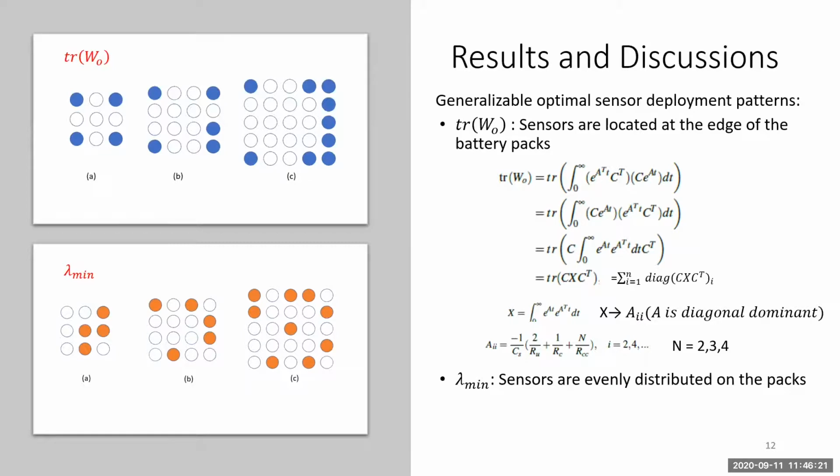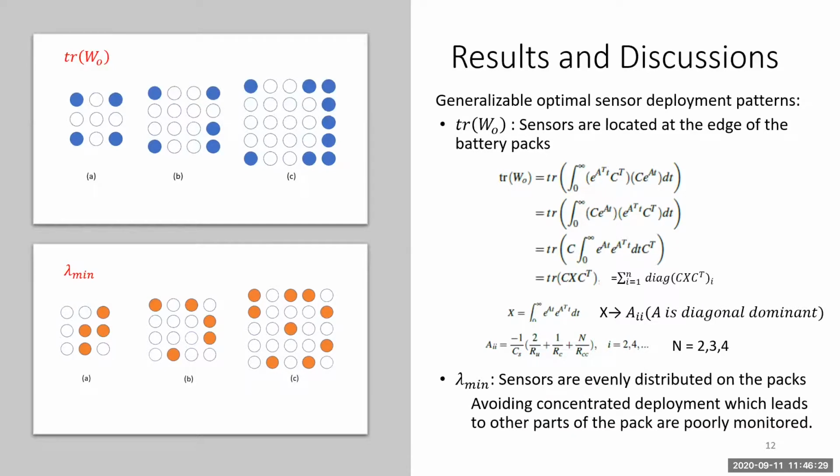Under the minimum eigenvalue metric, sensors are more evenly distributed in the battery pack. Because the minimum eigenvalue represents the observability of the least observable directions in the state space. If the sensors are concentrated in certain areas of the pack, the temperatures in other parts are poorly monitored.